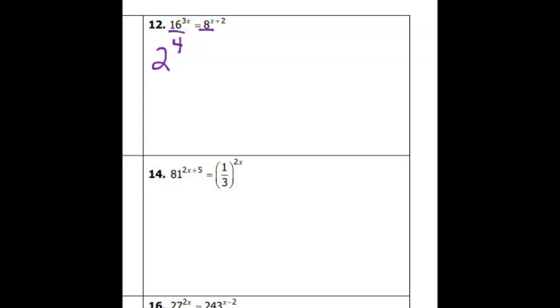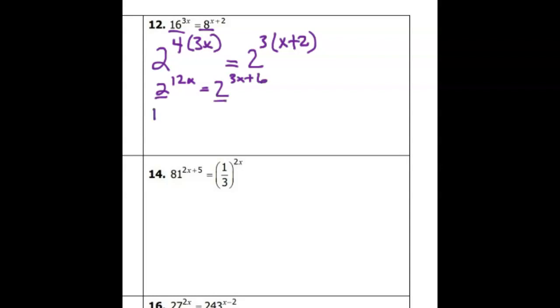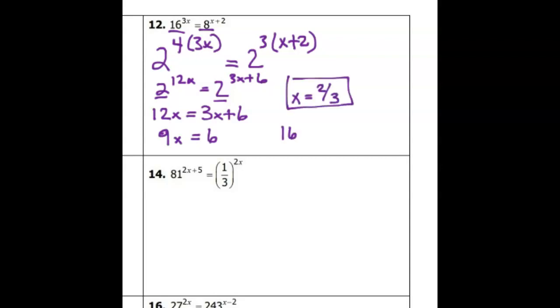Now 16 is 2 to the 4th, and that exponent actually gets multiplied by anything that's already in the exponent. And if we think of 8, that's 2 to the 3rd, and so again that's multiplied by anything in here. The one thing you want to pay attention to is you're going to have to multiply out or distribute the 3 in the second part here. And so we end up with 2 to the 12x power, and then we can actually just set the exponents equal to each other. And again, notice here we're going to get a value that's a fraction, 2/3.